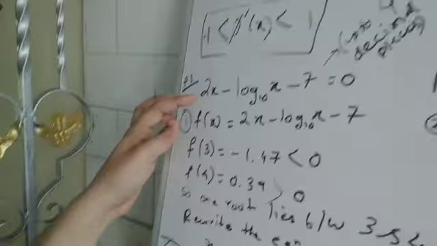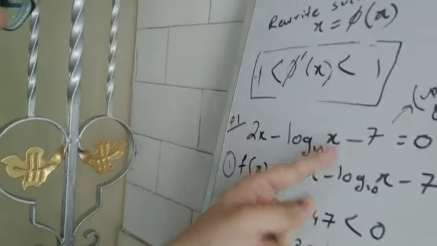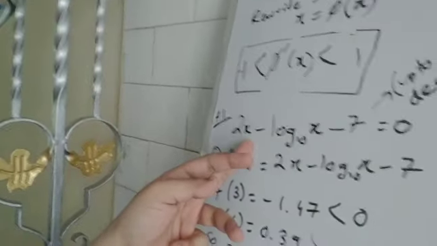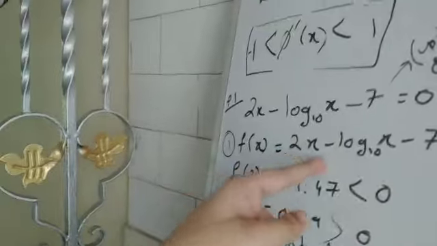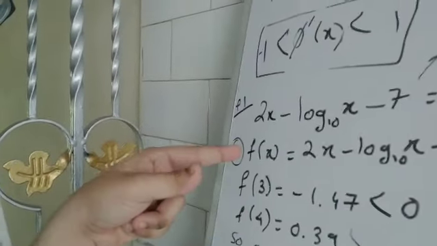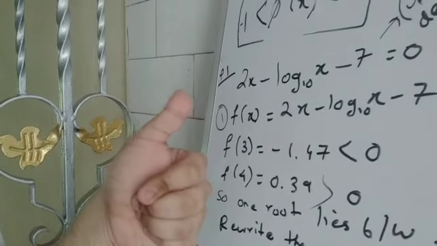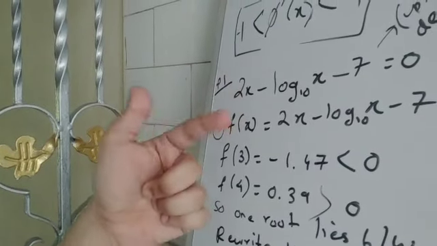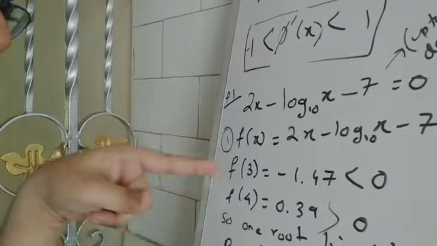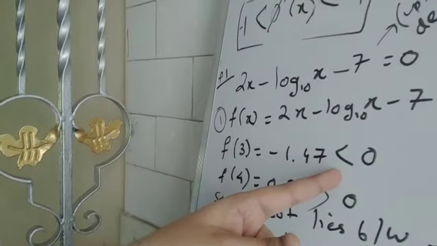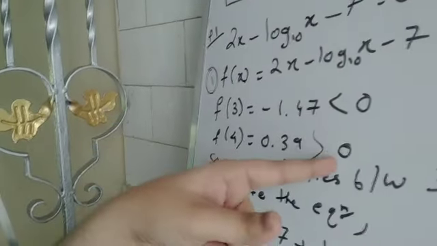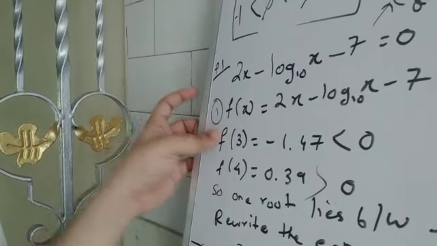So this is a problem: 2x minus log base 10 x minus 7 is equal to 0. So this is equal to f(x). Here f(x) is equal to 0, right? So f(x) is this whole part. What you need to do is, the process remains the same. You need to first choose two values such that for one value the function is negative, for another value the function is positive. This is the same as what we have done earlier. We need to choose two values.